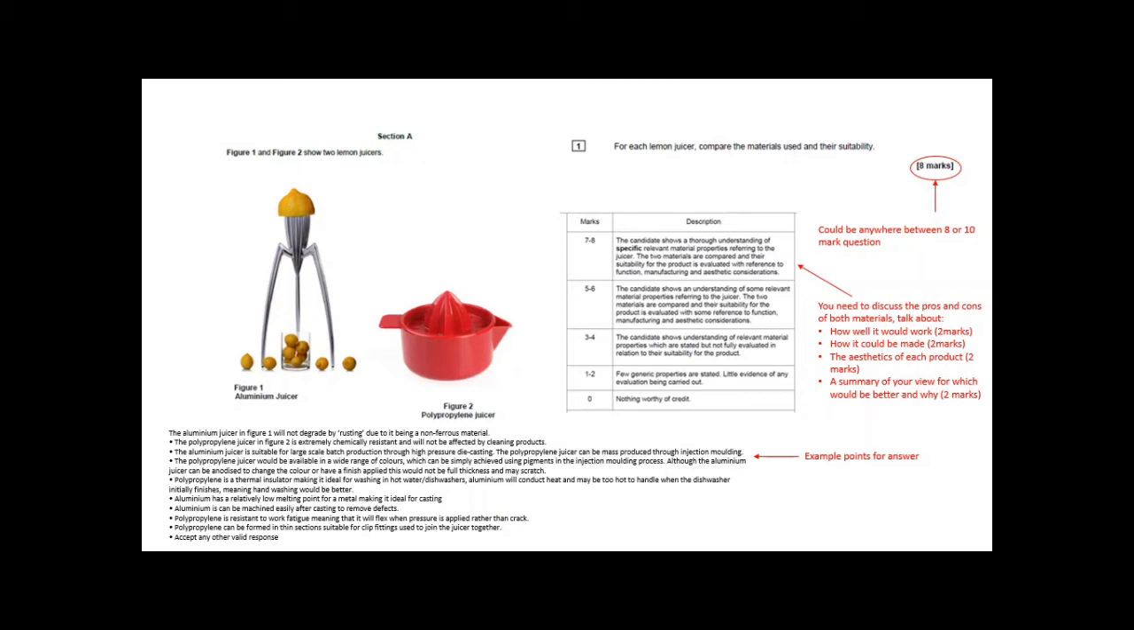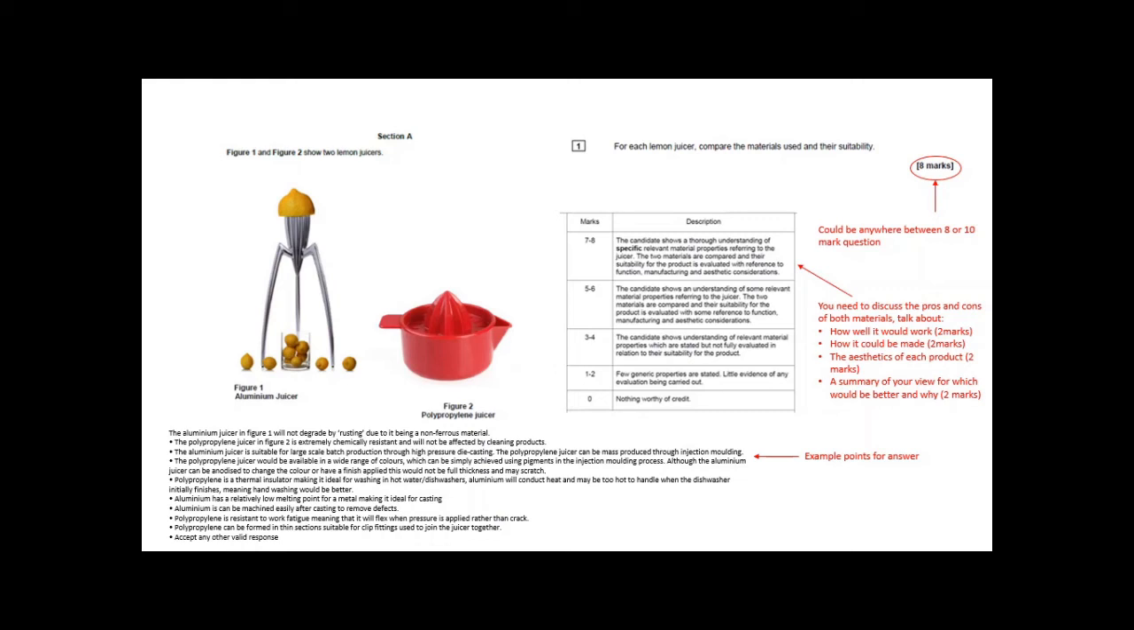Aluminium has a relatively low melting point, so it's really easy to cast. It's not a problem. It can be machined easily to remove any defects. Polypropylene is resistant to work fatigue, meaning that it will flex, so rather than degrading and cracking, it just won't. Polypropylene can be formed into sections suitable for clip fittings, so you can do it in separate parts and join it all together. So those are examples of the answers that you can give.